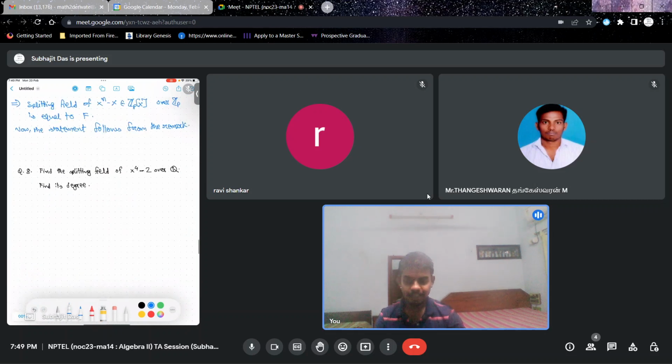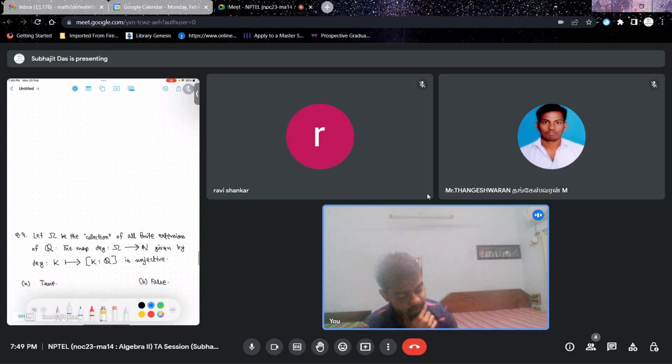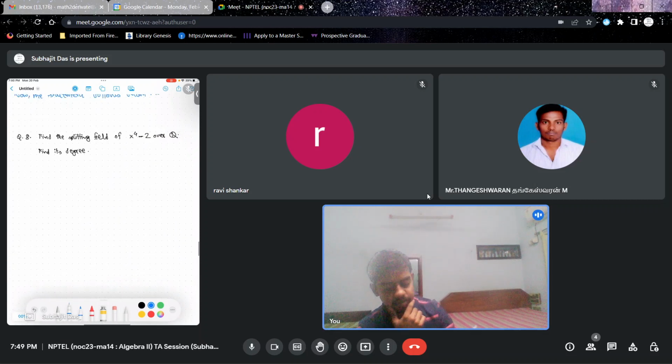Okay, since you guys don't know what splitting fields are, but we sort of have introduced splitting fields, I guess I'll end with this question today. So this is a computation of the splitting field of some polynomial. We take a polynomial over Q, which is x to the power 4 minus 2. We want to compute its splitting field.